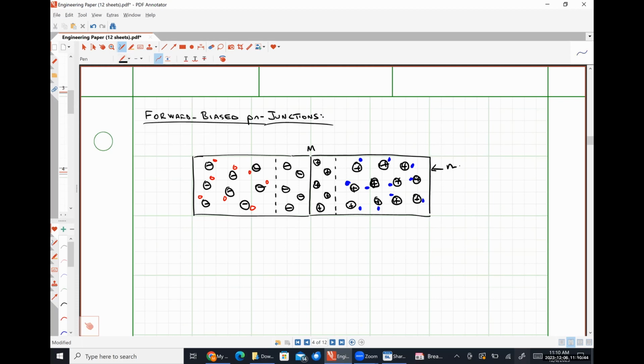where, just to be clear, this is our N side of the crystal. This is the P side of the crystal. And under forward bias, we should see that the positive polarity terminal of our voltage source is connected to the P side, and the negative polarity terminal of our voltage source is connected to the N side. And we're going to call this voltage V sub F, right? So forward bias means positive polarity is on the P side, negative polarity of our battery or voltage source is on the N side.